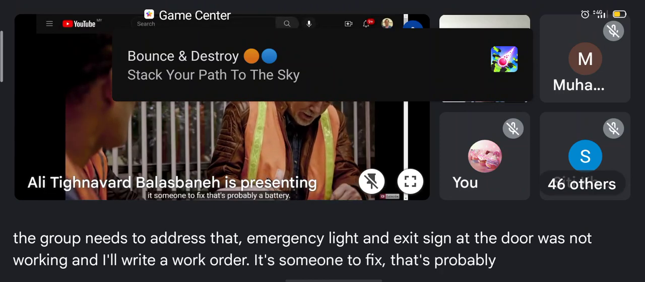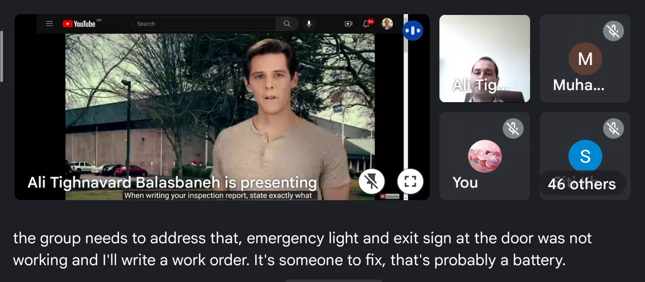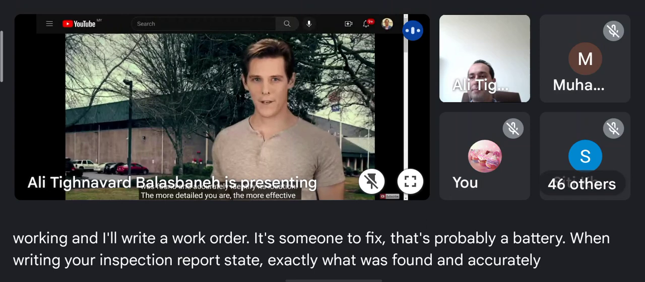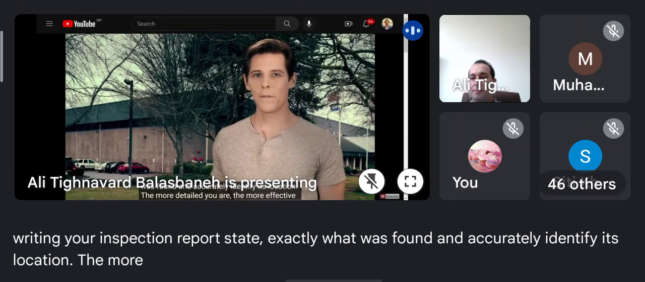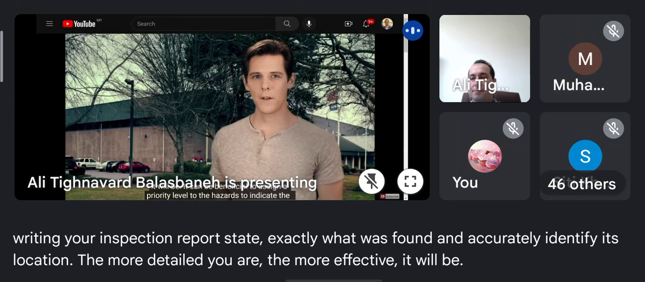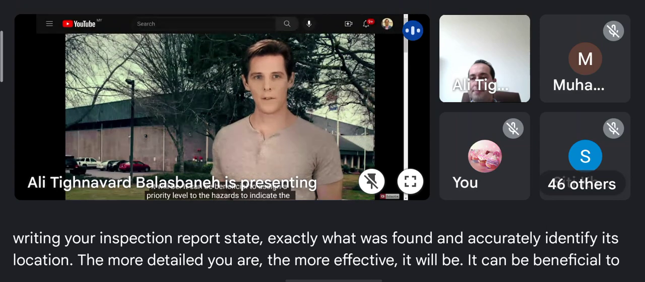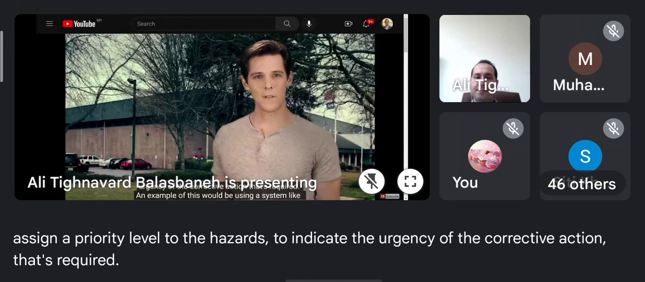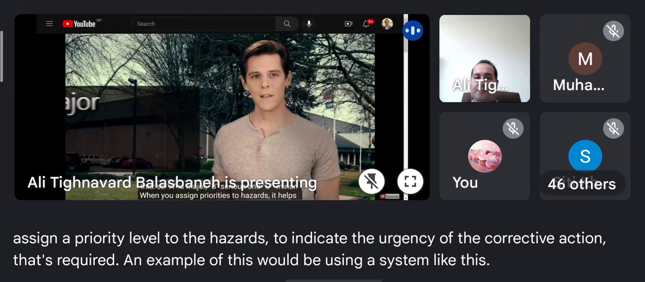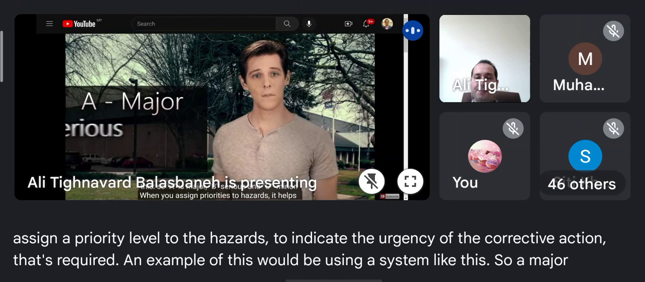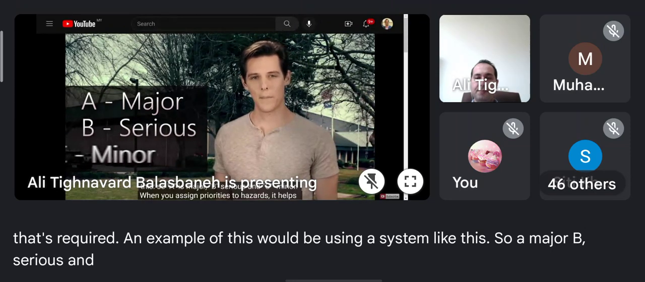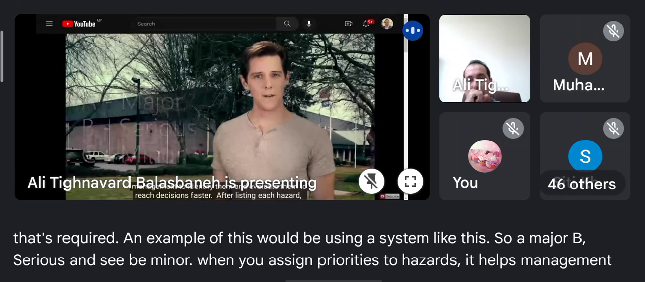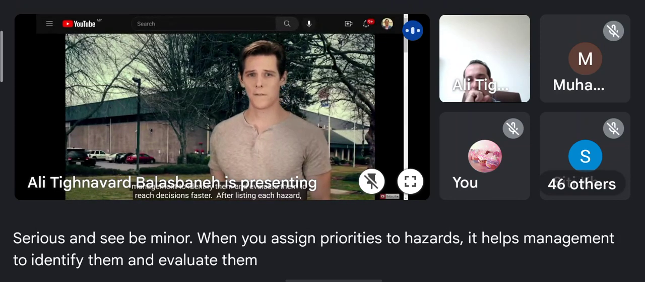It's probably a battery. When writing your inspection report, state exactly what was found and accurately identify its location. The more detailed you are, the more effective it will be. It can be beneficial to assign a priority level to the hazards to indicate the urgency of the corrective action that's required. An example of this would be using a system like this. So A is major, B serious, and C would be minor. When you assign priorities to hazards, it helps management to identify them and evaluate them to reach decisions faster.